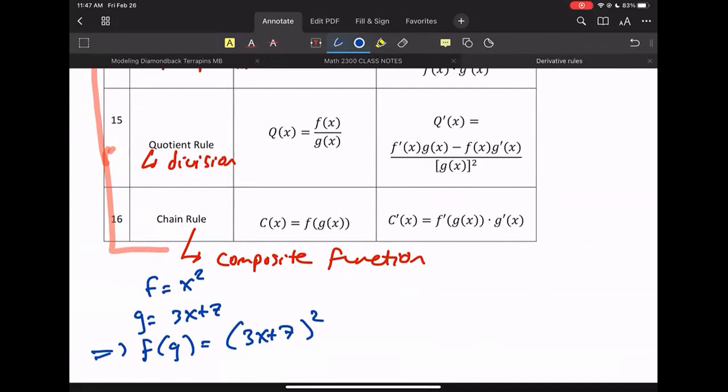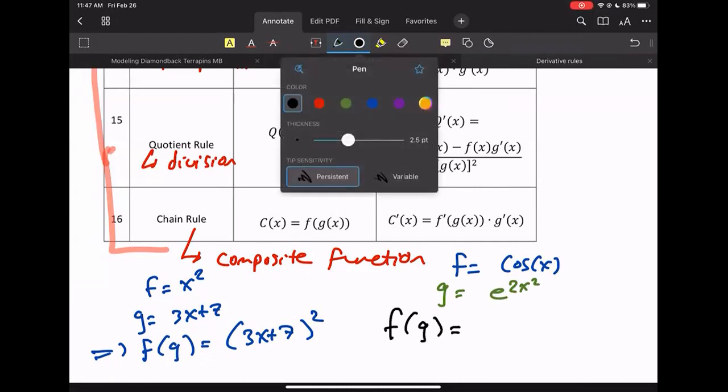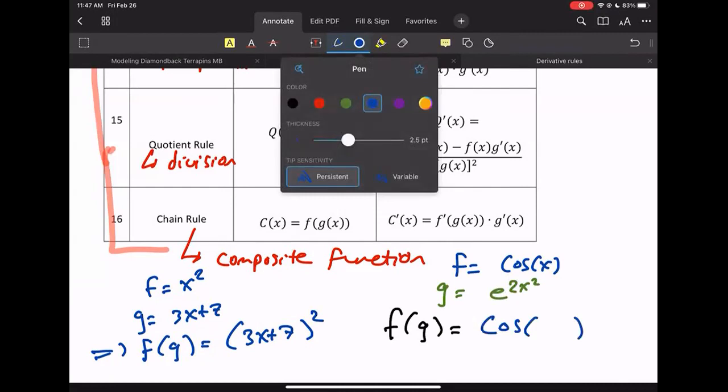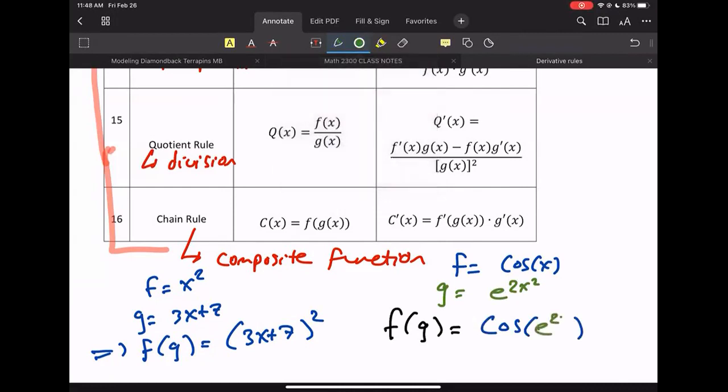Or let's say f was cosine of x, and g was e to the 2x squared. If we did f of g, that's me writing down the f function and putting the g thing inside of it.